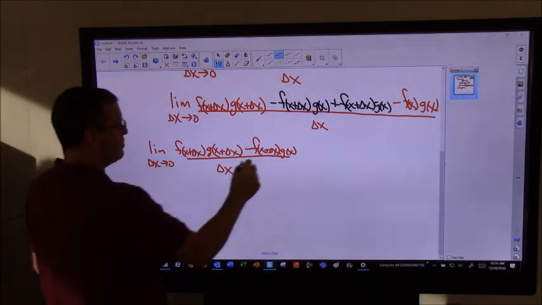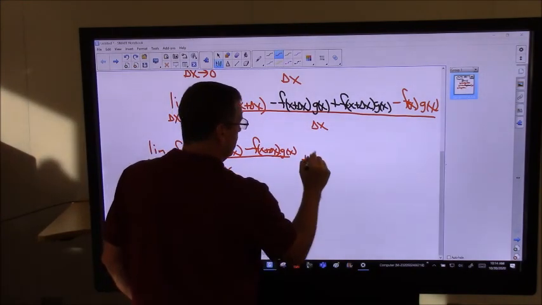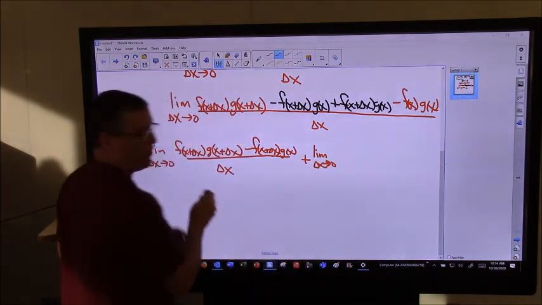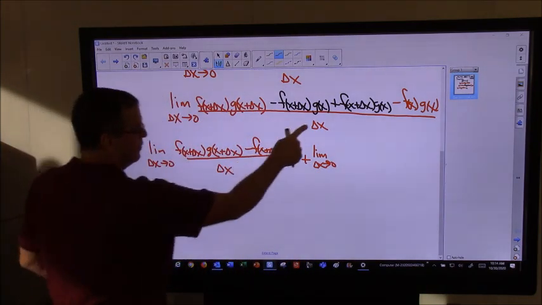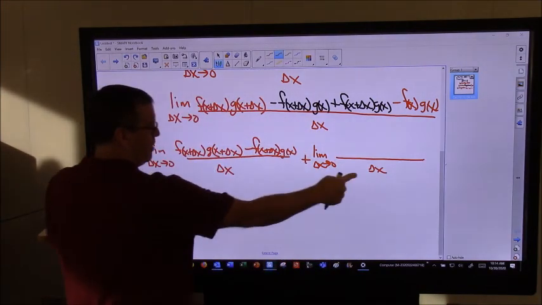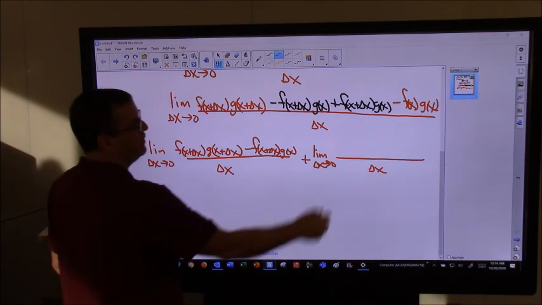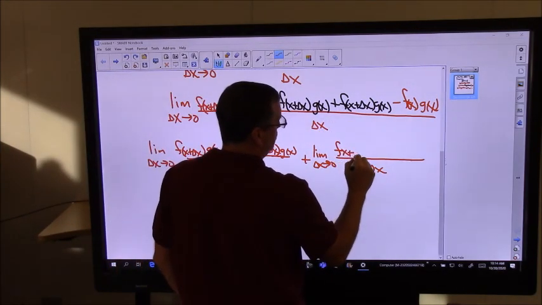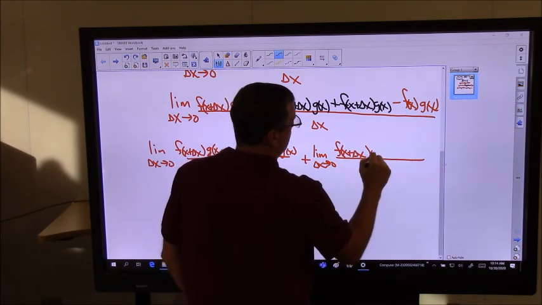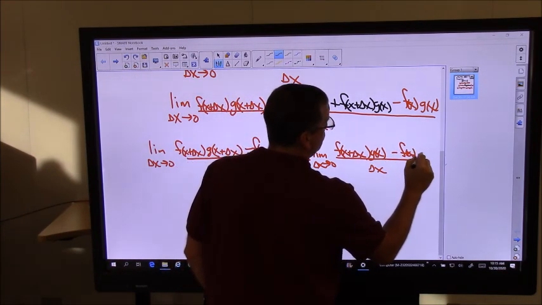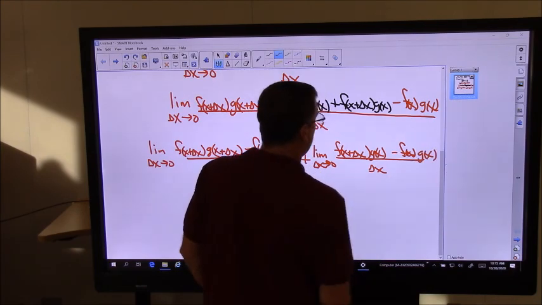And then plus the limit as delta x goes to 0, because I'm creating a new fraction now. This is my common denominator, right? So the common denominator should be the same in both fractions. And then I've got this stuff: f of x plus delta x times g of x minus f of x, g of x.